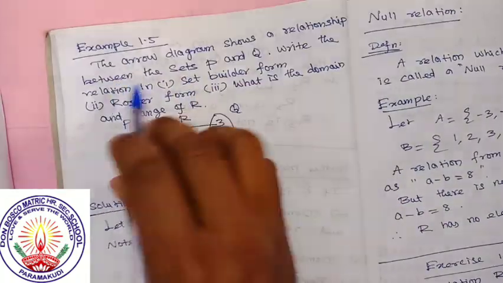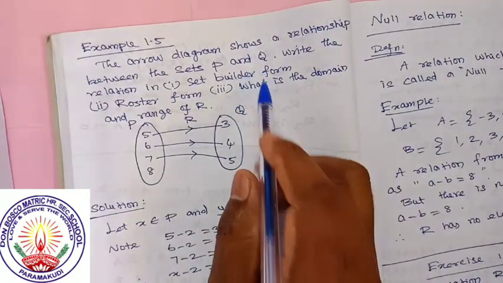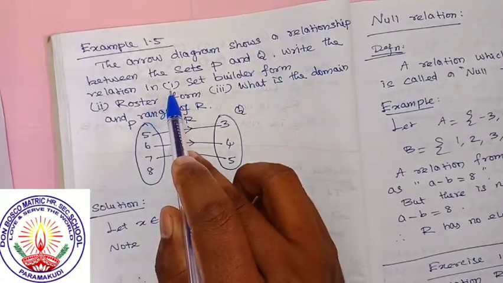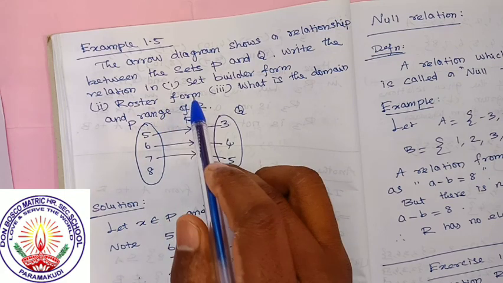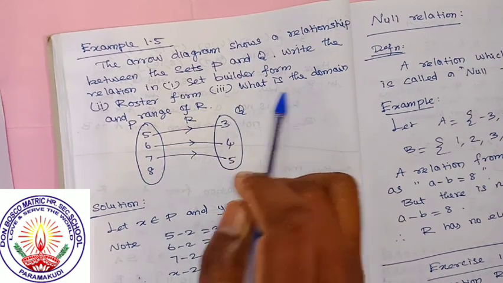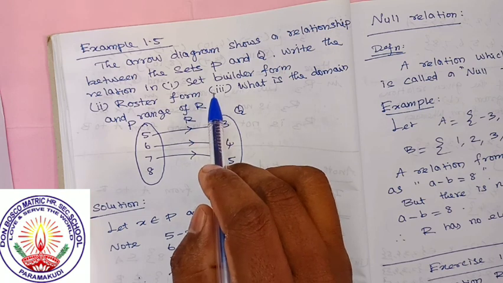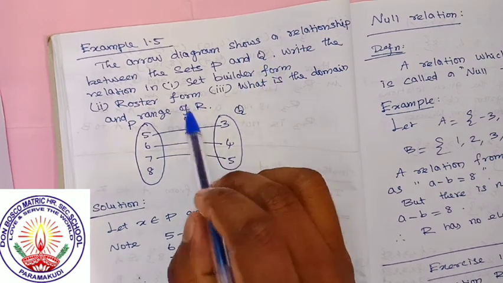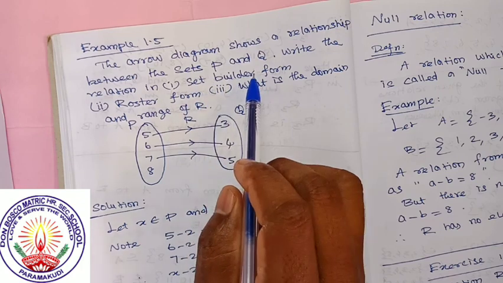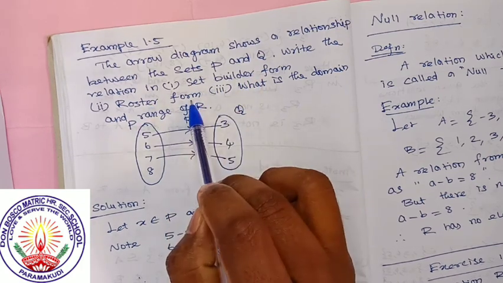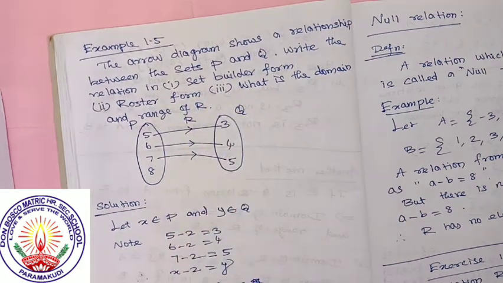You have to understand. So an arrow diagram shows a relationship between the sets P and Q. Write the relationship in set builder form and roster form. Third one, what is the domain and the range of R. So first, we are going to write this relation in set builder form. Second, roster form. Third, the domain and the range.